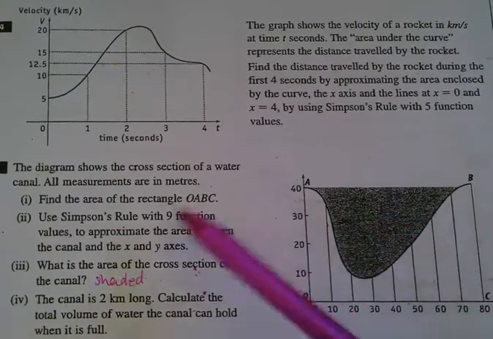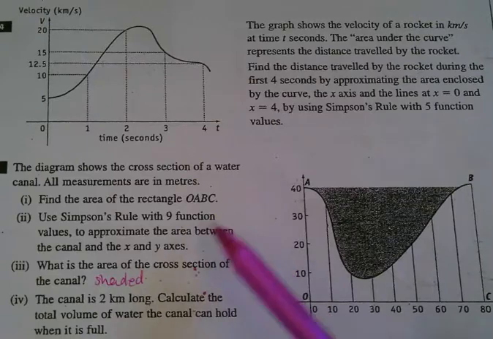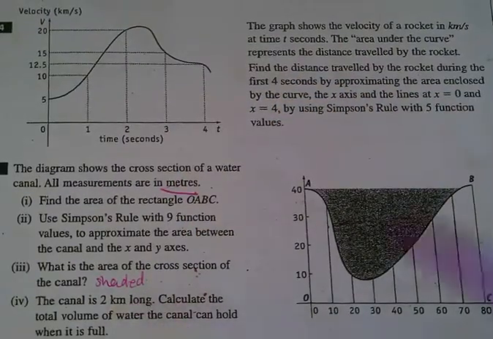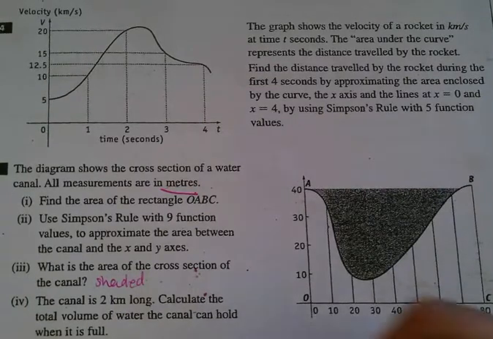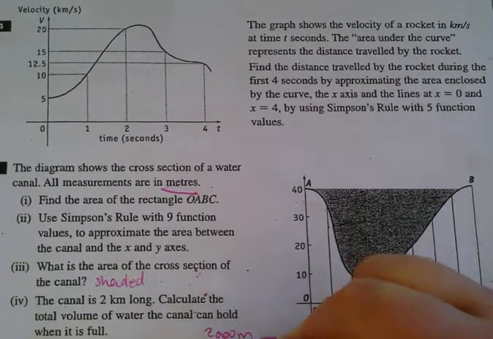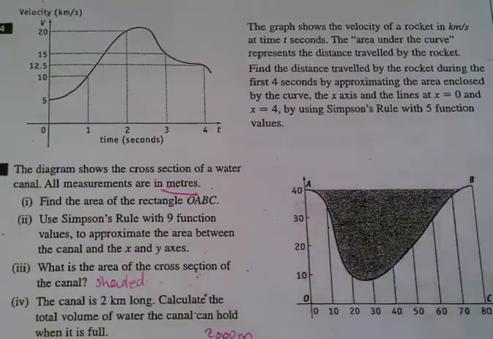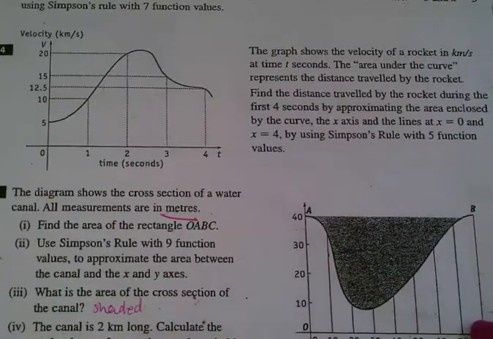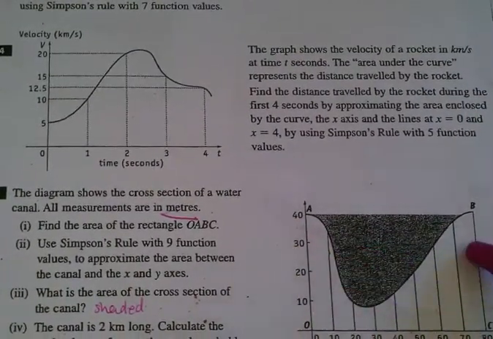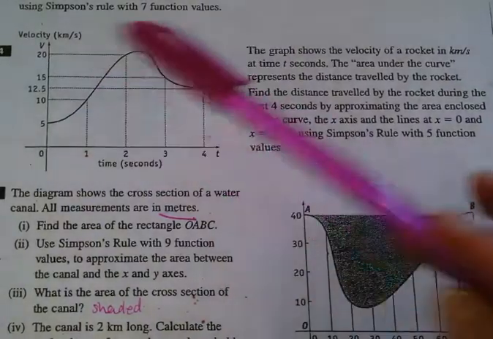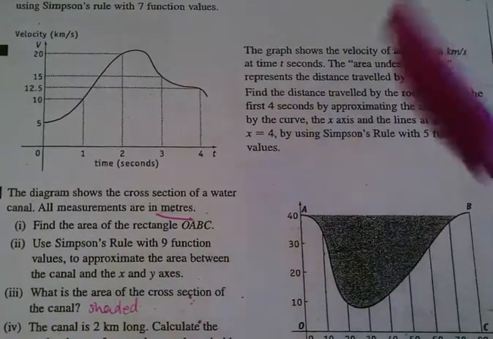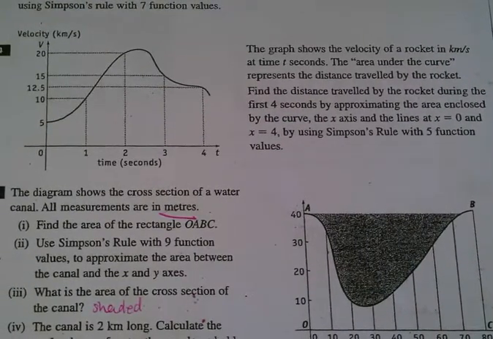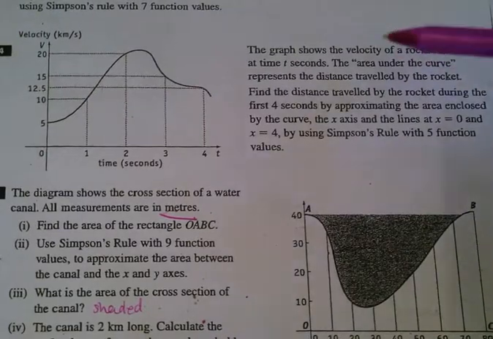But look at the units here. What are the units? Meters. What are you going to do with this kilometers? So it's 2,000 meters long. I think you know what to do with this one. You're going to have to do the rectangle, then the area underneath, subtract, and then find the volume. But we're not doing that. You're doing that one at home. Let's do question 4. We're doing this one in class.